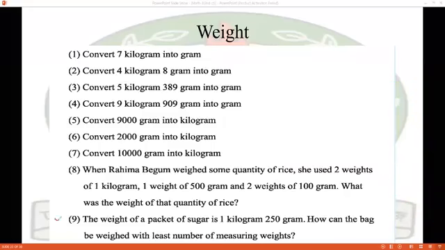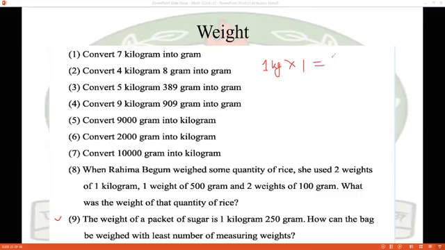In number 9, the weight of a packet of sugar is 1 kilogram 250 gram. How can the bag be weighed with the least number of measuring weights? So we can choose in different ways. At first we have to choose 1 kilogram, 1 weight.